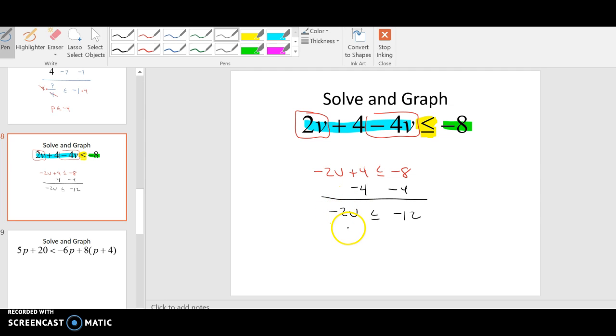Now how do I get rid of that -2? Well, I know I have to divide by it, but since I divided by a negative, right, I have to remember to flip that inequality sign, and I forgot again, right? And when I flip it, v is greater than or equal to -12 divided by -2 is +6.